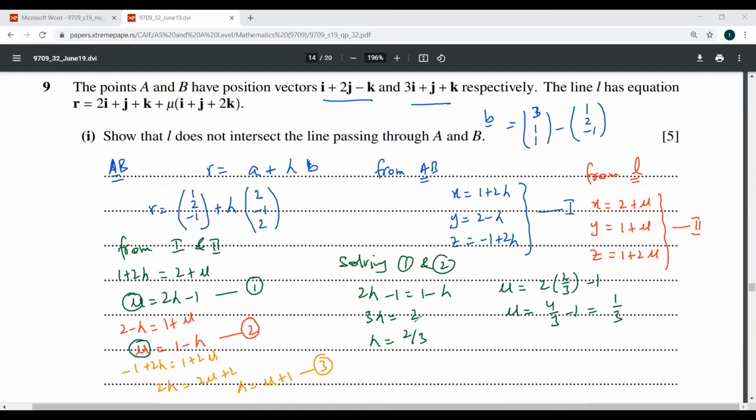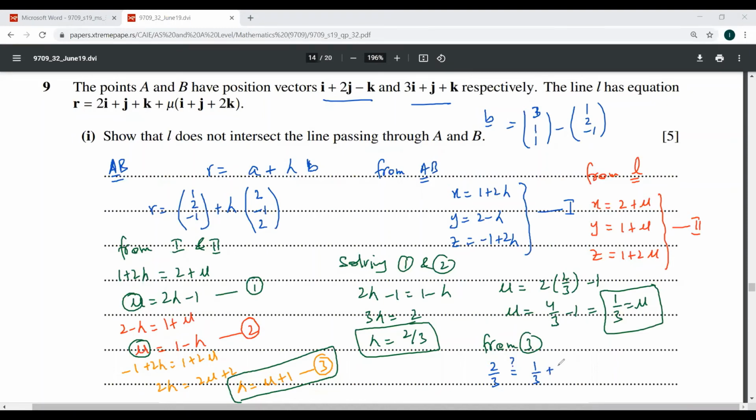Okay, now let's check that if these two values of lambda and mu really satisfy the third equation, which is over here. So let's put them here. Lambda is from the third equation. So we have lambda, which is 2 by 3, if that is equal to 1 by 3 plus 1. Is it plus 1? Yes. I thought I have to show that they are intersecting, so I was really worried. So they are not equal here. So this implies that 2 over 3 is not equal to 4 over 3. So therefore, the line L and AB do not intersect. You have to write this at the end. They do not intersect.